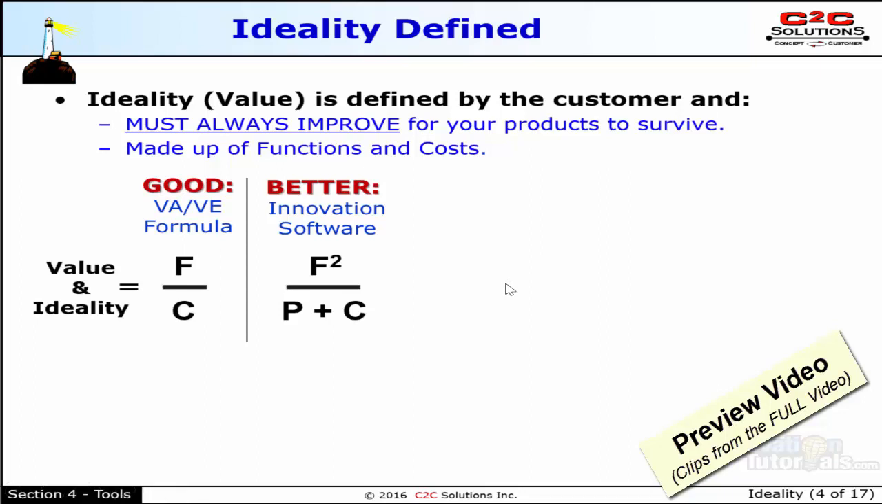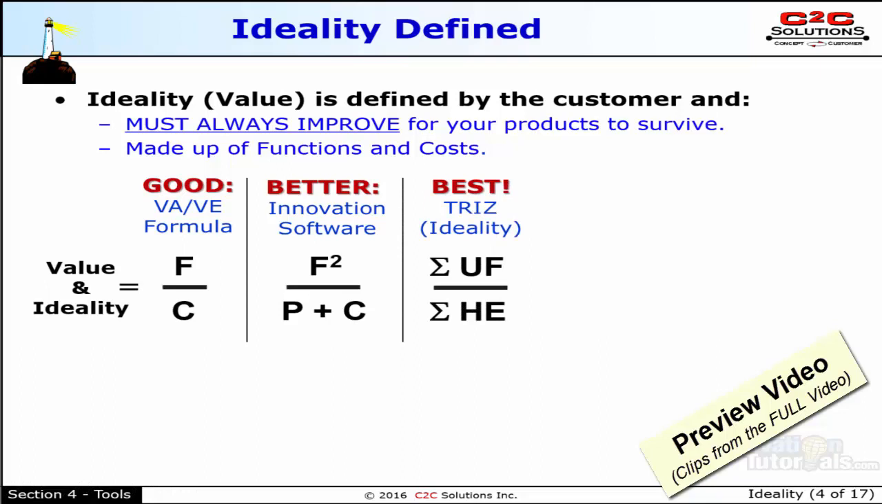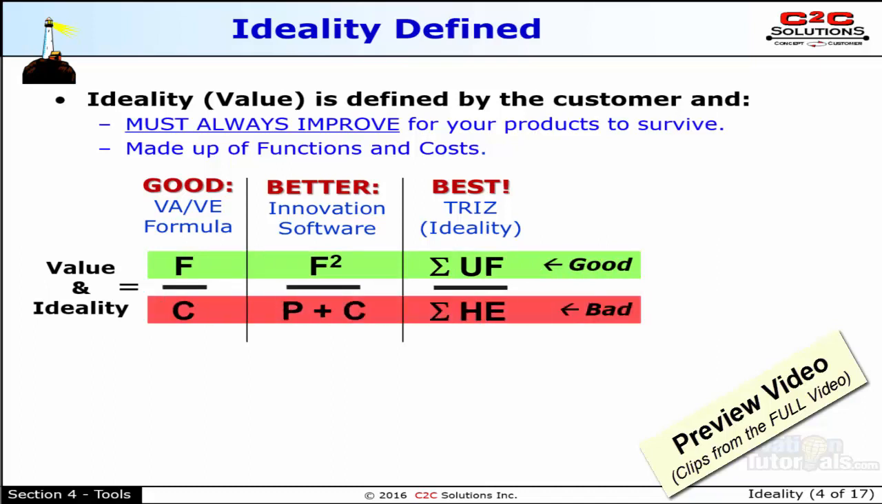And I think maybe the best definition, and this comes from TRIZ, the definition of ideality, is the sum of the useful functions divided by the sum of the harmful effects. So if you think about it, all 3 of these equations are really saying the same thing. They're saying that value and ideality is a ratio of good to bad.